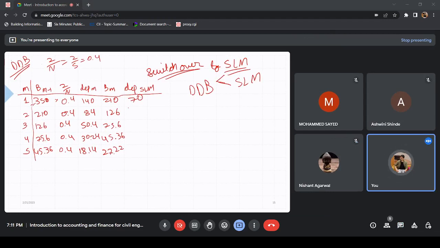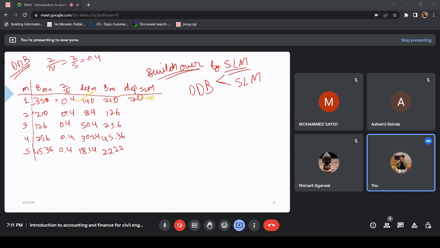So here, this 70 is less than 140, right? So we will be picking this only. We will be going by double declining method only. Now for the next year, the book value is 210, and now only in 4 years, 2, 3, 4 and 5, you have to bring it to 0.